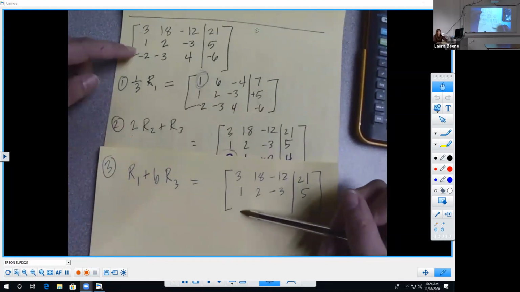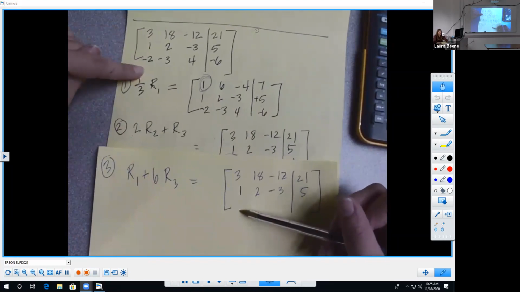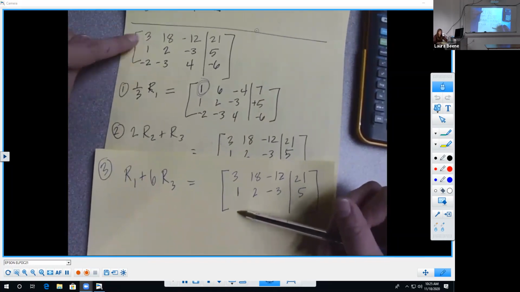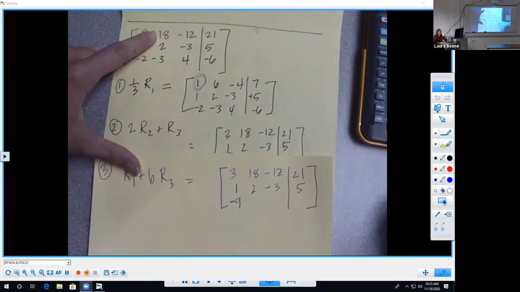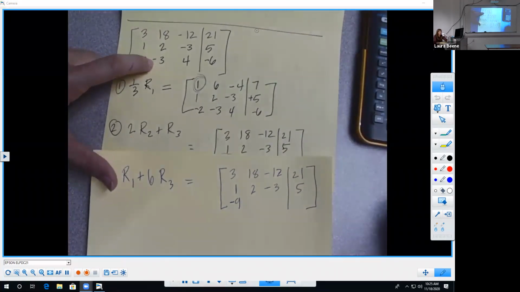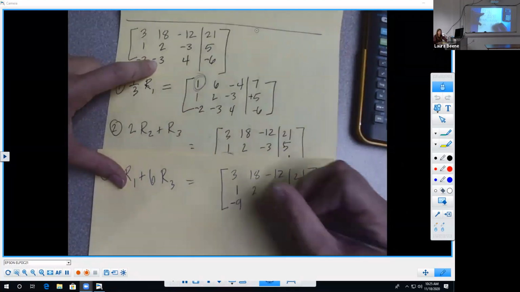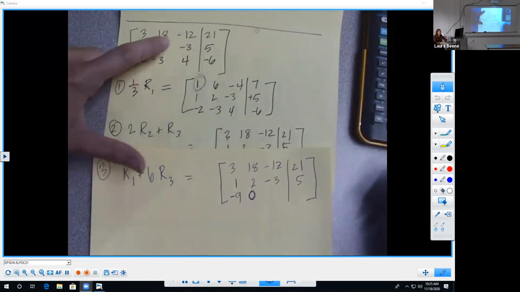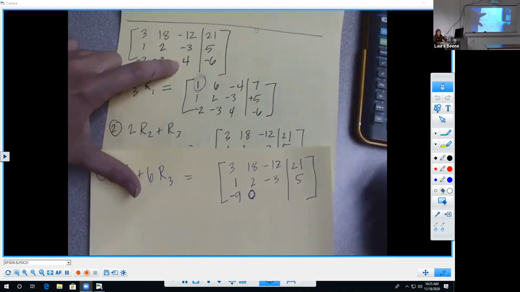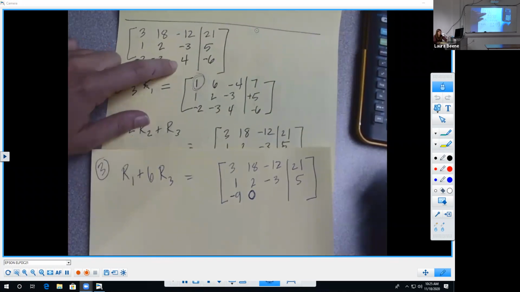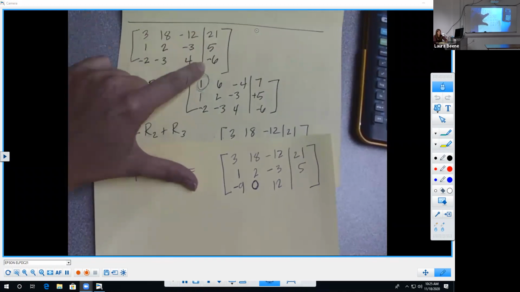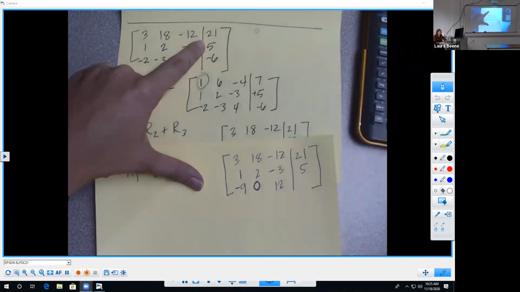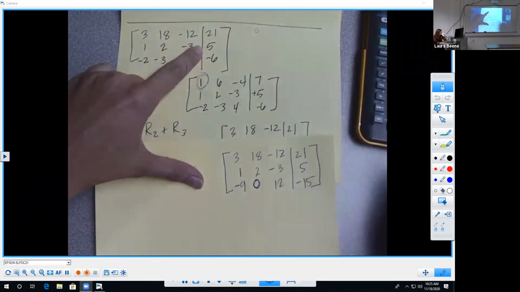Okay, so for that one, it would be 3 plus 6 times negative 2. 6 times negative 2 is negative 12. Negative 12 plus 3 is negative 9. 18 plus 6 times negative 3. 6 times negative 3 is negative 18. 18 plus negative 18 is 0. Negative 12 plus 6 times 4. 6 times 4 is 24. 24 minus 12 is positive 12. And 21 plus 6 times negative 6. 6 times negative 6 is negative 36. Negative 36 and 21 is negative 15. Is that what you got?